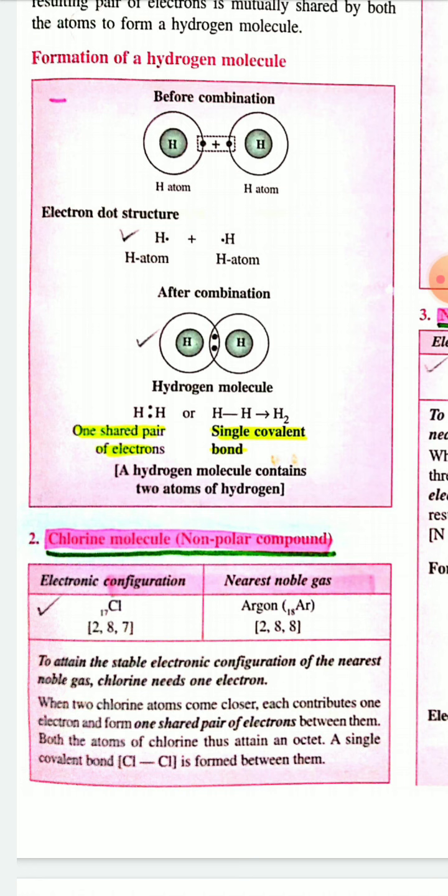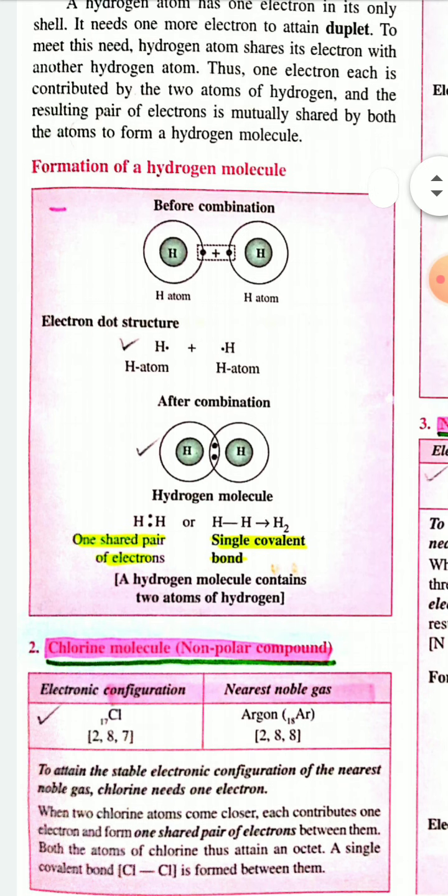So after combination you can see that both the hydrogen atoms share one electron each, forming one pair of electrons, and this electron pair is then mutually shared by both the hydrogen atoms, forming a hydrogen molecule.